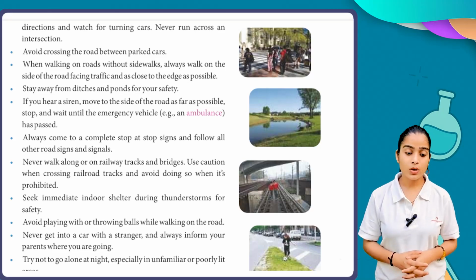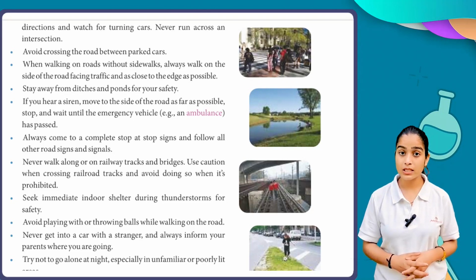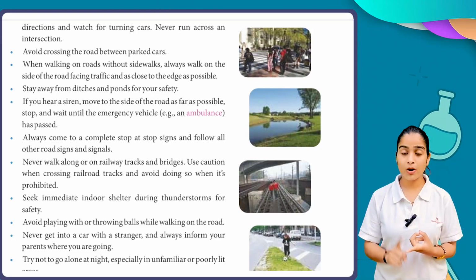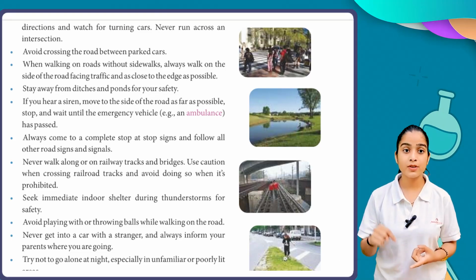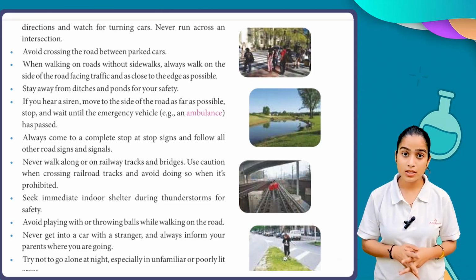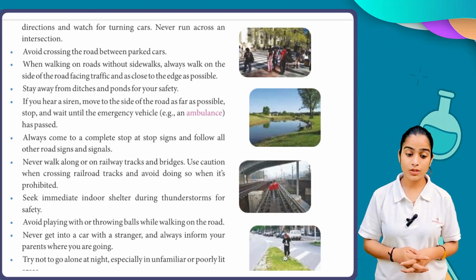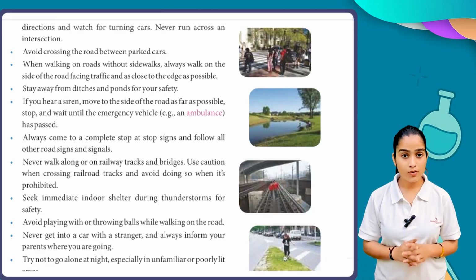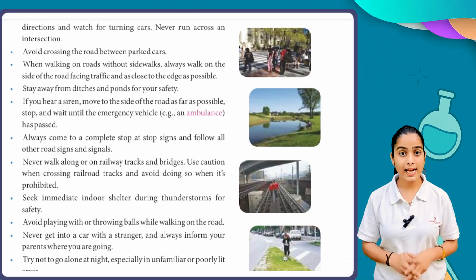And never get into a car with a stranger, and always inform your parents where you are going. Try not to go out alone at night, especially in unfamiliar or poorly lit areas. So what we have to keep in mind is to always tell our parents where we are going and how we are going. Never ever sit in a stranger's car. And the other thing we have to consider is, do not go outside alone; avoid going outside at night time alone.